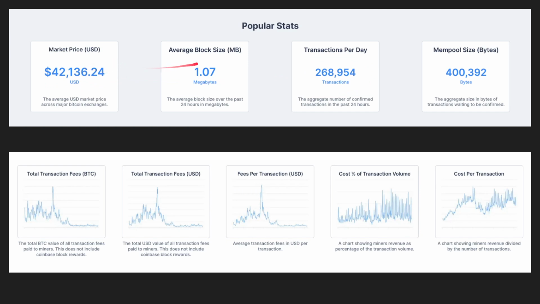We see the general market price, the average block size, the mempool size. This is the size in bytes of transactions waiting to be confirmed, right? So there's a significant amount of transactions that are just waiting. They're waiting for confirmation. This is what the mempool size refers to.